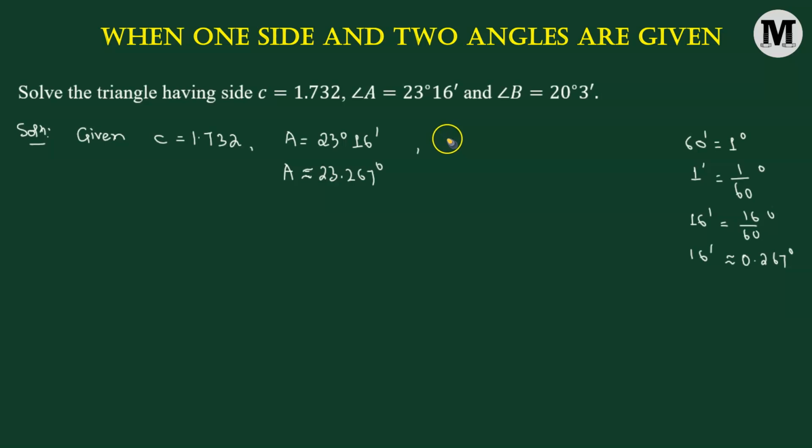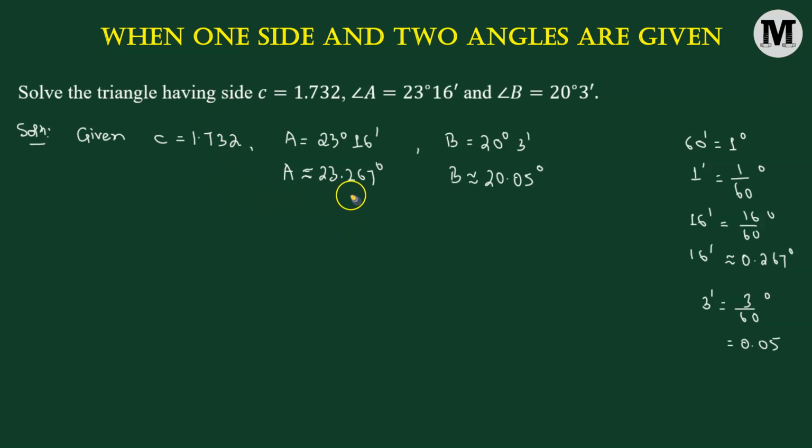Similarly, we can find the angle measure of B, which is given as 20 degrees and 3 minutes. 3 minutes, when we convert it to degrees, is 3 over 60 degrees, which is approximately 0.05, which means that angle measure of B comes out to be 20.05 degrees. Now our goal is to find the remaining angle and the remaining sides.